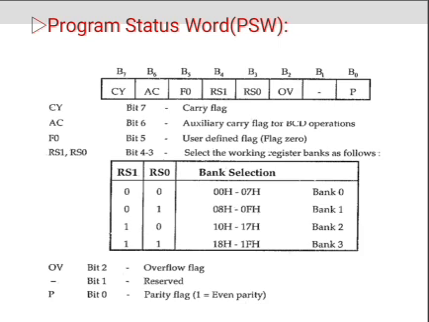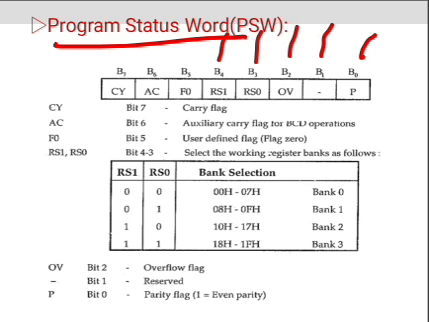And next is the program status word, PSW. PSW is an 8-bit register. That means it consists of bit 0, bit 1, bit 2, bit 3, bit 4, bit 5, bit 6, bit 7. The total is 8 bits. The PSW refers to the accumulator and the flag register. The PSW register contains the arithmetic status of the ALU and the bank select bits for the data memory.